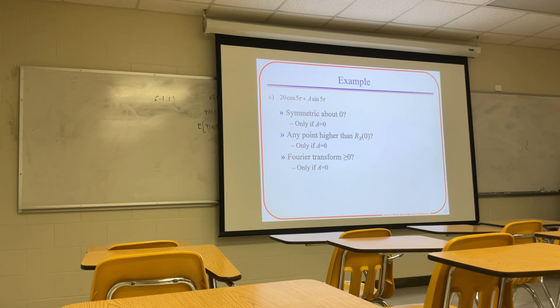That's a legitimate autocorrelation. But this part is a sine. The sine of tau is a maximum at... sine of theta is maximum at plus or minus 90 degrees, right? Or pi over 2 times that. And the only time this is going to work is if a is 0. And the Fourier transform will be equal to or greater than 0 only if a is 0.